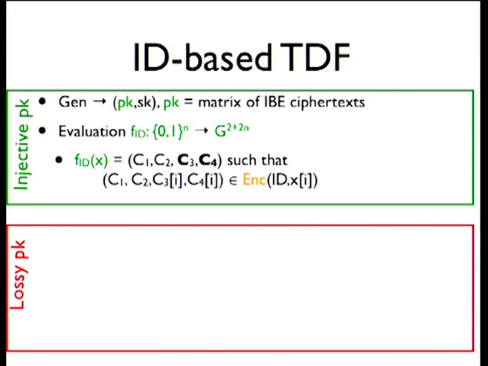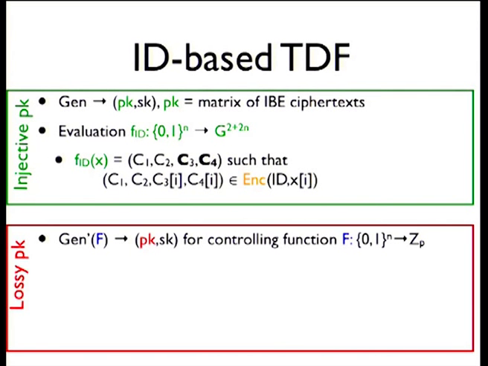Of course, once you have that, the user secret key of our ID-based lossy trapdoor function can just be the user secret key of the underlying IBE scheme, and then you can invert things because these are all bits. Okay, in the lossy setting, now I have to show you how the lossy public key is generated. How do we do that?